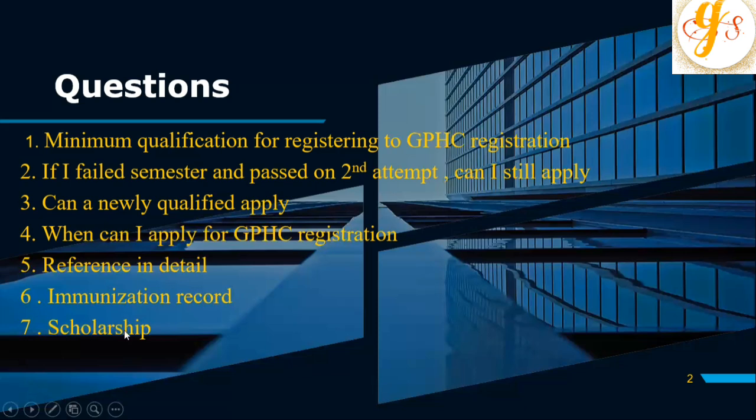The next question I've been asked is about the immunization record. How do you record your immunization? When you come to the UK, you should have the immunization certificate with you, because that's commonly asked by the majority of employers, because you're going to work in health and social care.